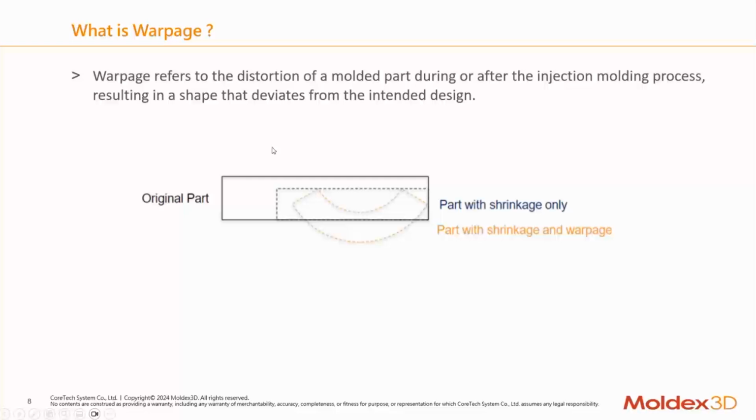So warpage refers to the distortion of a molded part during or after the injection molding process, resulting in a shape that deviates from the intended design. So this is our original part with shrinkage, and then this is the part with warpage.